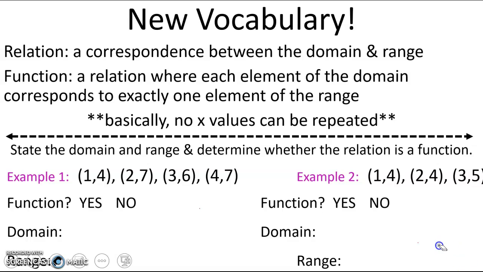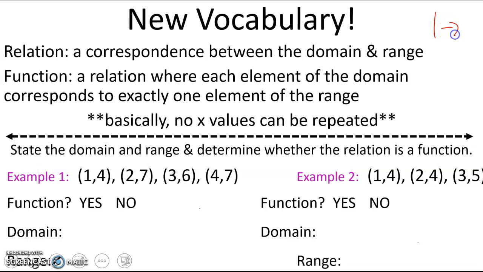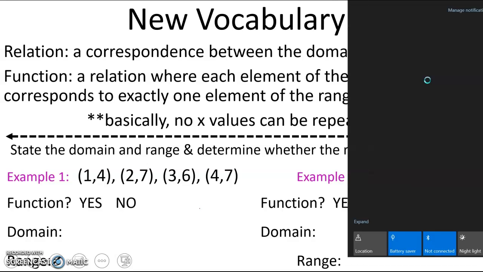Now let's look at relations and functions, okay? A relation is essentially a correspondence between a domain and range. It essentially means that one number in our domain is matched to a number in our range, okay? So say if we have the number 1 in our domain, it's matched to the number 2. Then we have 2, it's matched to 3, and so on and so forth, okay? Now, a function is essentially a special kind of relation in which each element of our domain is matched to exactly one element of the range.